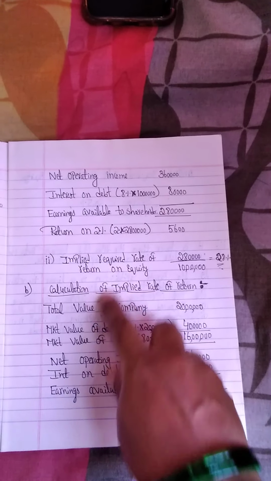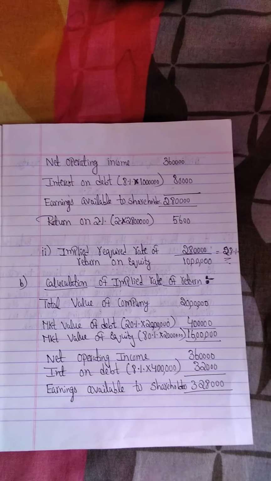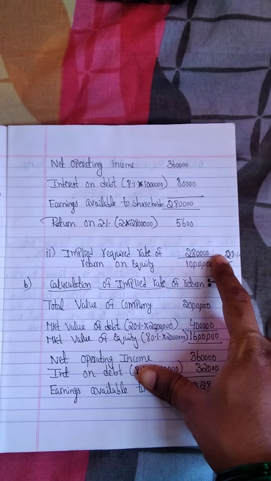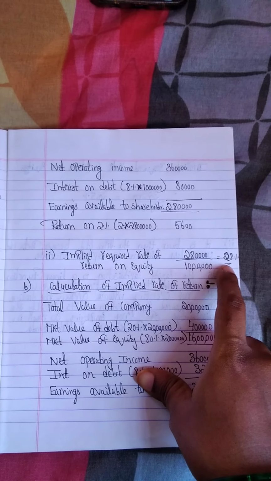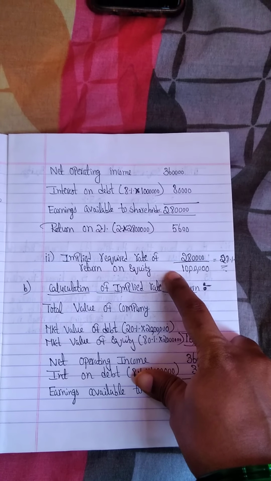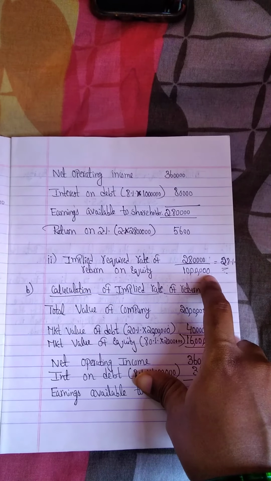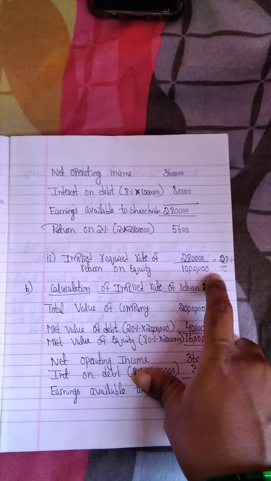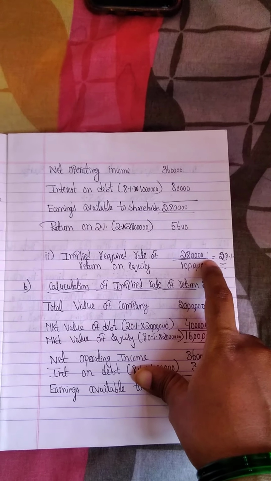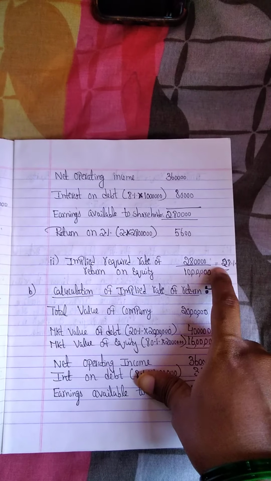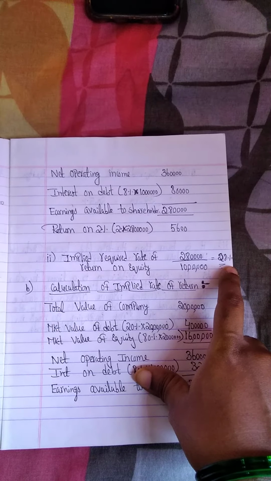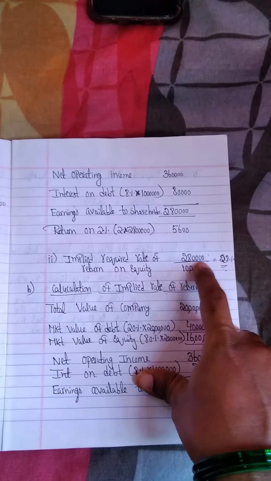Okay, next try to understand what is the implied required rate of return on equity. How do we calculate? Because we know, if you want to calculate the cost of equity, what we do is earnings available to the equity shareholders divided by the value of equity, right? Total value of equity. So here, how much are the earnings available to equity shareholders after deducting the interest? 2,80,000. And what is the value of equity? 10 lakh rupees. So your total implied required rate of return is 28%. This is for Alpha company.